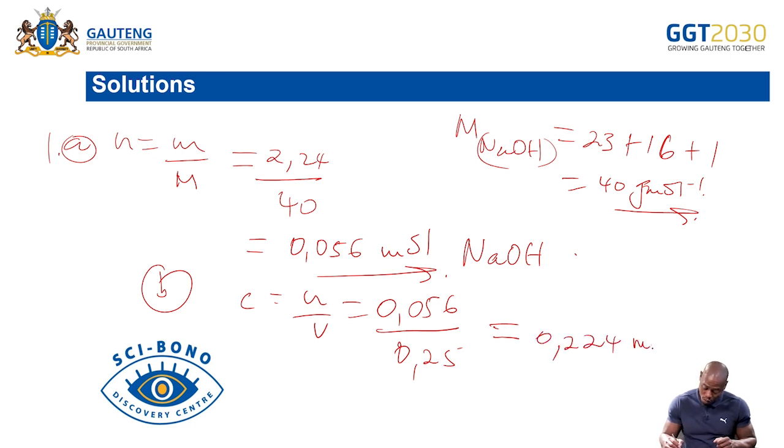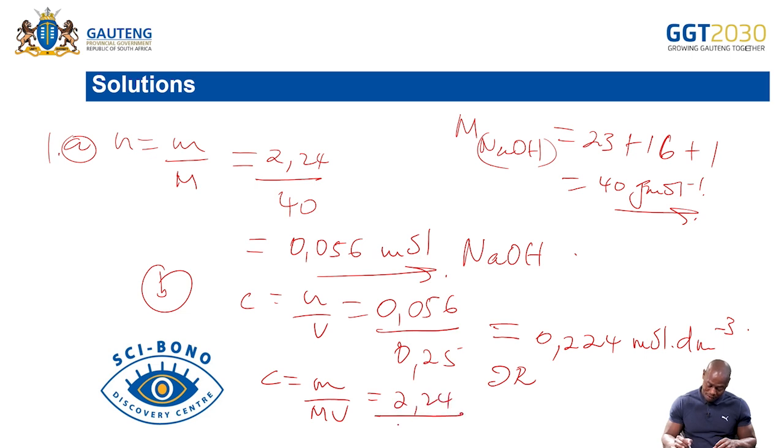0.224 mole per cubic what? Decimeter. Okay, or you can use C equals mass over molar mass times volume. The mass is 2.24, molar mass is 40, volume 0.25. Then you should also get 0.224 mole per cubic decimeter.